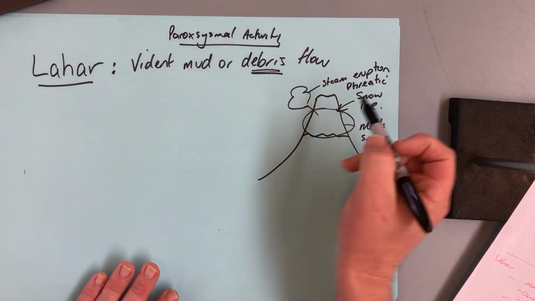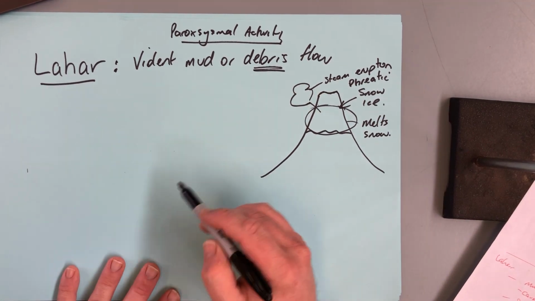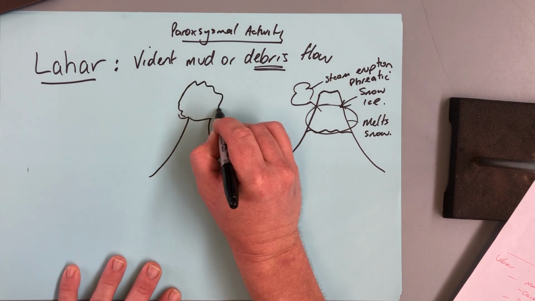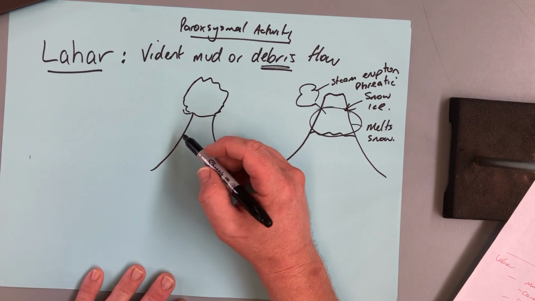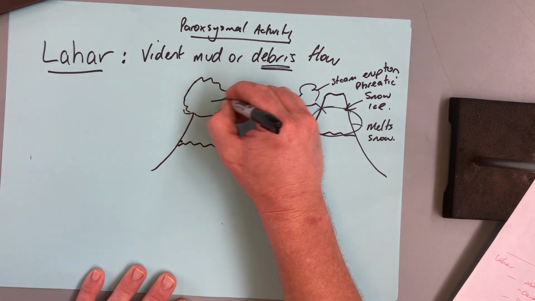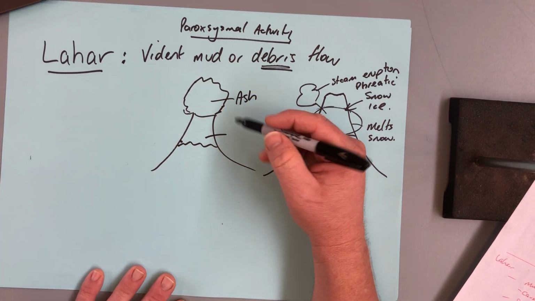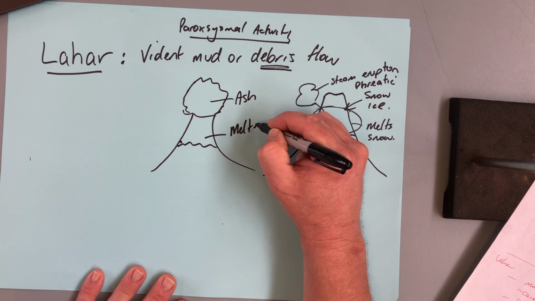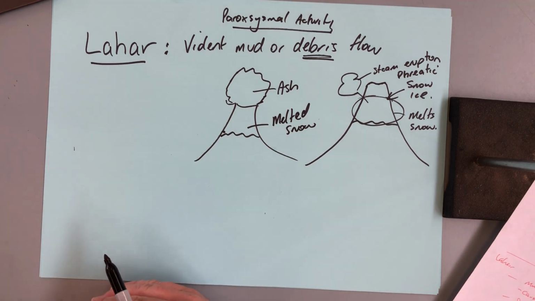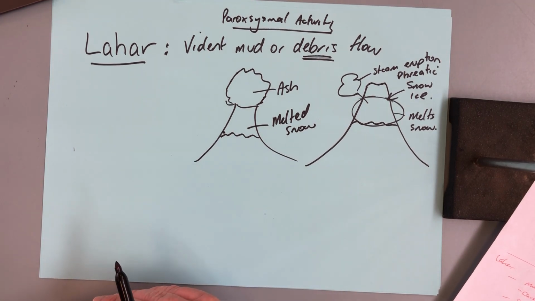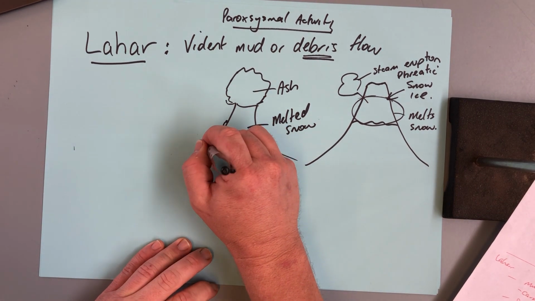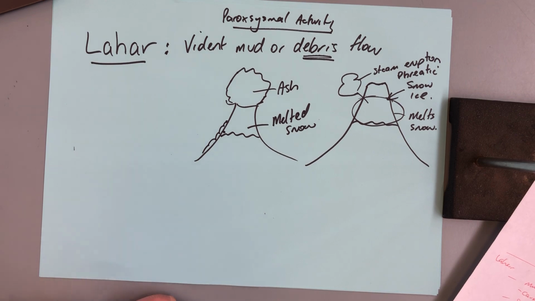Now, at the same time as a phreatic eruption or a major eruption, let's say we have an eruption and we've got some ash falling out of the volcano. The ash mixes with the melt water, and that forms this hot, thick mud or slurry, which flows down the side of the volcano. It flows down very, very fast.